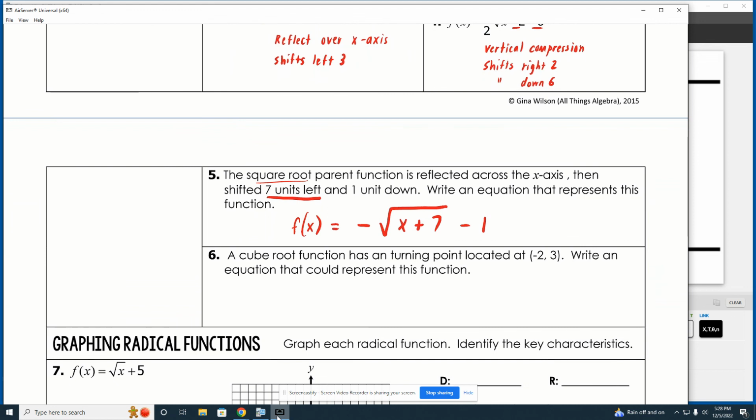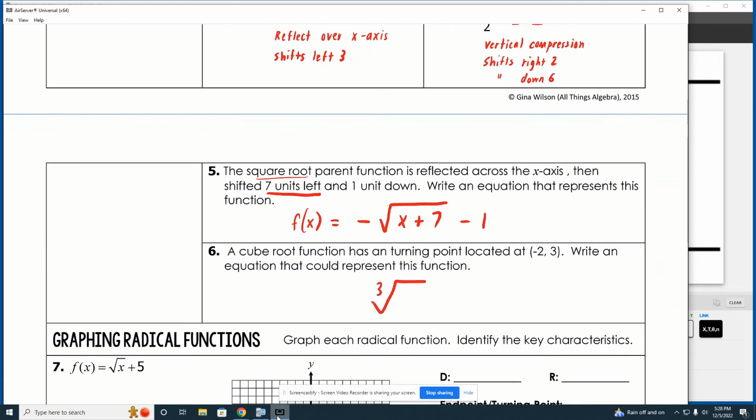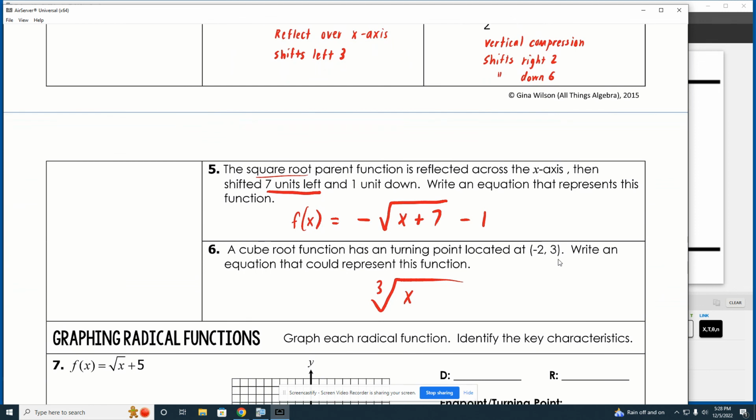Pretty easy. Next one is a cube root function. Go ahead and put my x in there. It says it has a turning point located at negative 2, positive 3. Remember, guys, this is your h and your k. So if my h is a negative 2, that means it went left 2. Well, left 2, I think negative 2. It says negative 2, but we know that on the inside it's the opposite, so it's going to be a plus 2. And then on the outside it says positive 3, so we know that it's going up 3, so it is what it is.